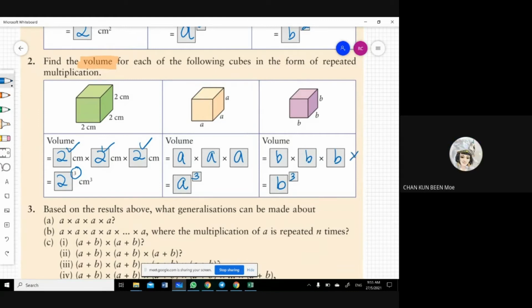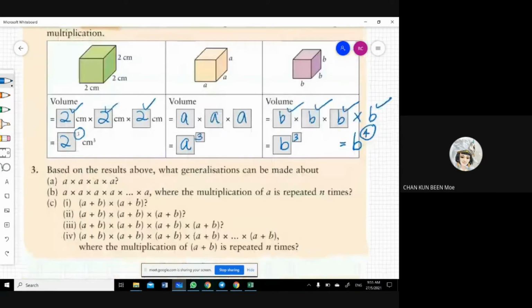Okay. If I have another B over here, what will be the answer? B to the power of 4. It depends on the number of B. 1, 2, 3, 4. That's why I have a 4 over here. Okay, that's the meaning. So I continue.